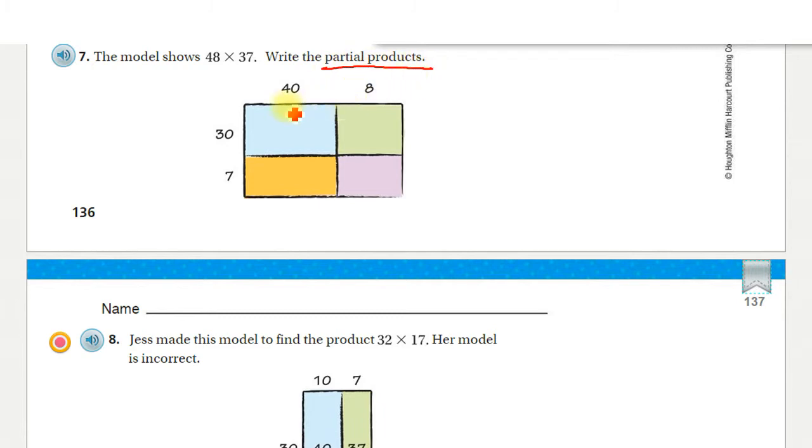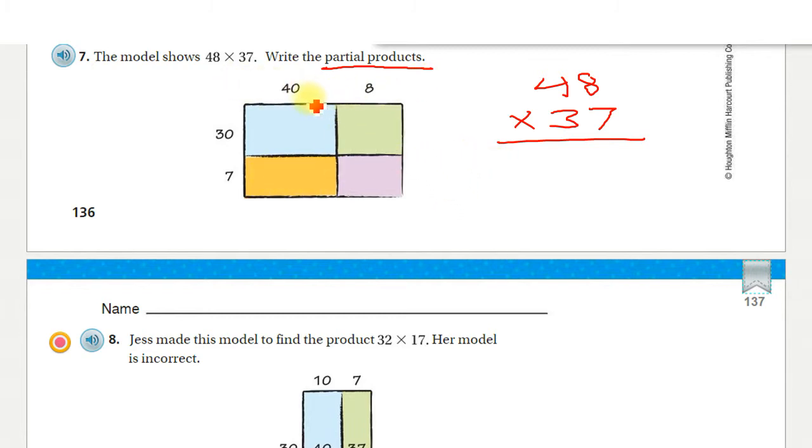Okay. Partial products just means the different parts to this answer. So 48 times 36, or excuse me, 37. We can solve this using an area model. That's what this is right here. And each one of these answers inside the area model is part of our final answer.